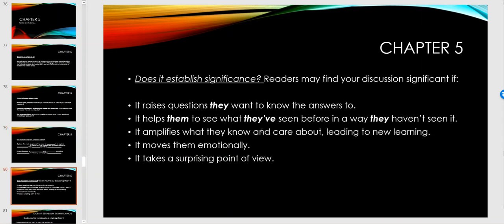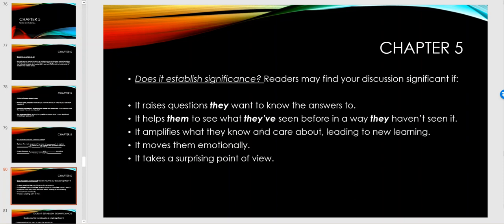All right. More so than that, does it establish significance? Okay. How do you reach an audience? It raises a question that the readers want to know the answers to. It helps them to see what they've seen before in a different way. Okay. How it amplifies what they already know and care about, leading to new learning. Is there something new in your research? Have you discovered a different way to say something or think about a topic?